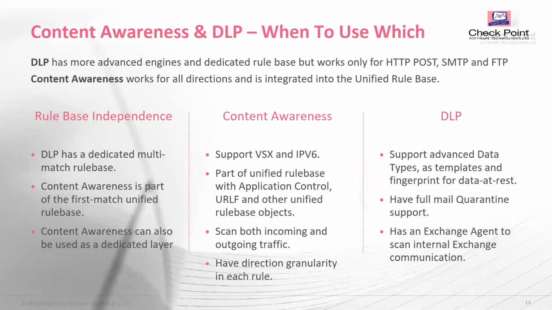Content awareness can scan both incoming and outgoing traffic and has direction granularity in each rule, so you can set the rule to incoming or outgoing. And DLP supports advanced data types, templates, data at rest, fingerprinting, and has full mail quarantine support, and also has an Exchange agent scan for internal Exchange communication. So DLP has more advanced engines and a dedicated rule base, but works for HTTP POST, SMTP, FTP. Content awareness works in all directions and is integrated into the unified rule base, meaning content awareness can look at all applications and in all directions.